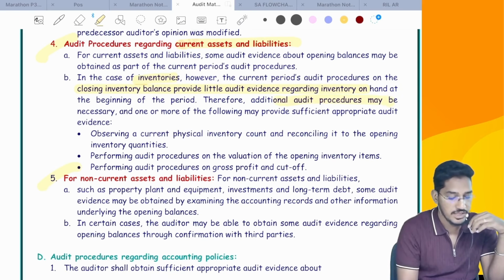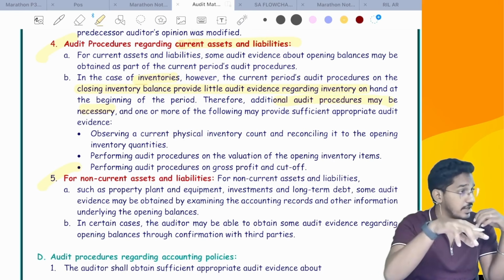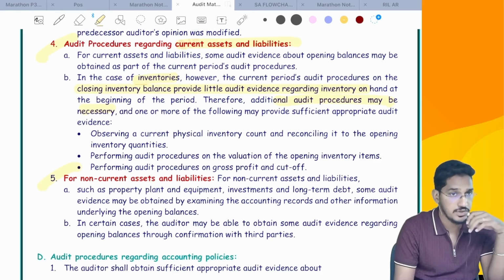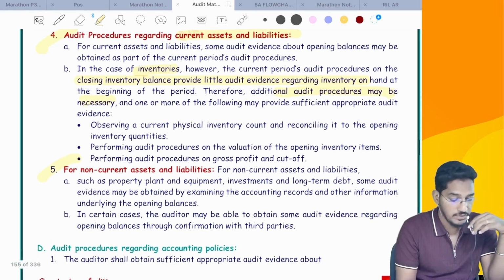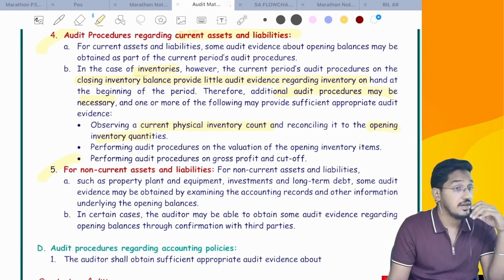Therefore, additional audit procedures may be necessary. That's why, in order to obtain evidence regarding the opening balance of inventory, you need to perform additional procedures in addition to the current year's inventory verification. So what do I need to perform? Number one, observe a current physical inventory count and reconcile it with inventory quantities.